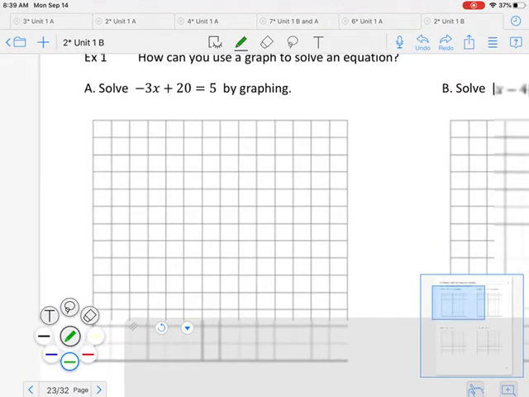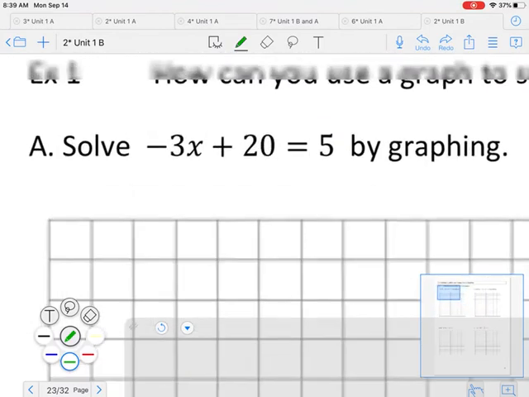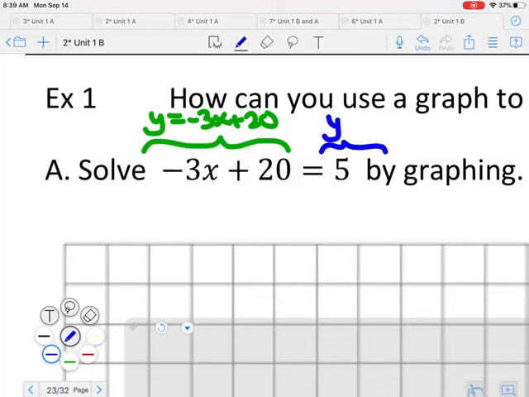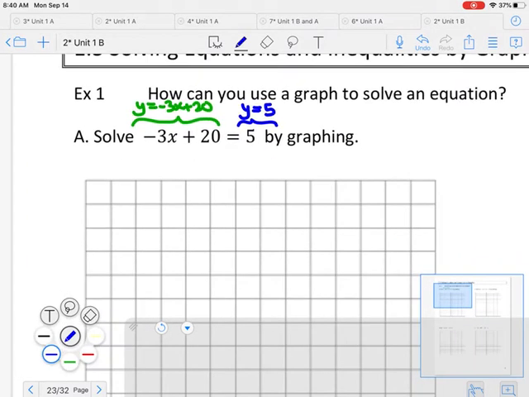So what we do is we treat the left side and the right side separately. We're going to say that the left-hand side is a function, y equals negative 3x plus 20. And then I take the right-hand side and say that is a function as well, y equals 5. I graph both of them, and wherever they cross, that is your answer.